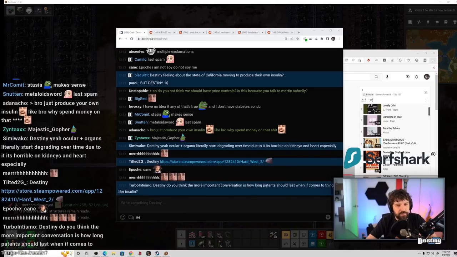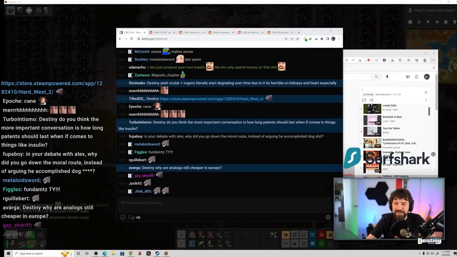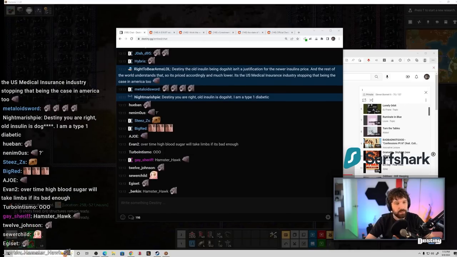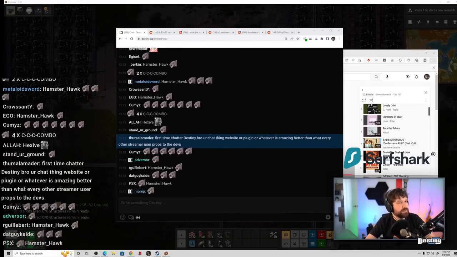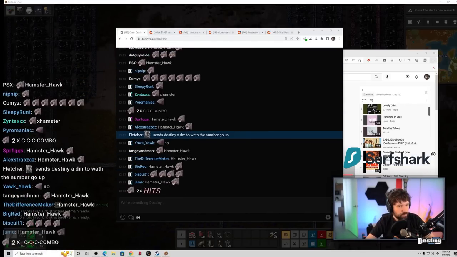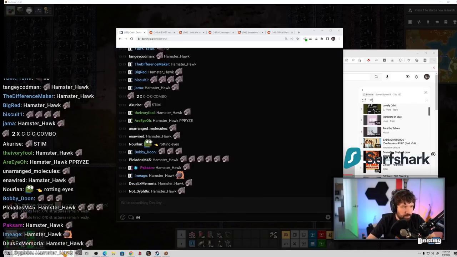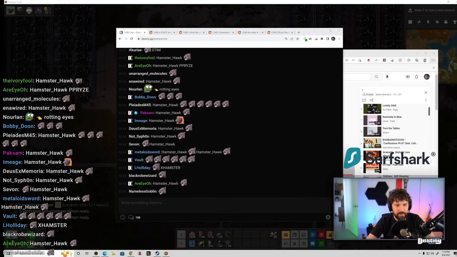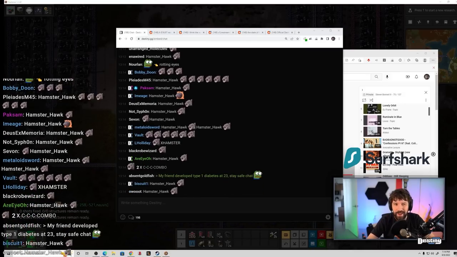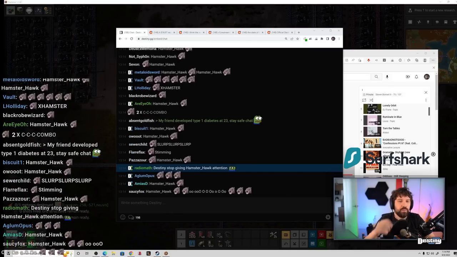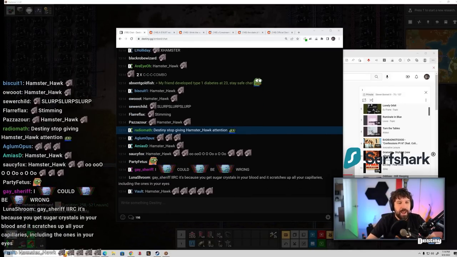Feeling about the state of California moving to produce their own insulin? I could be wrong, but I don't think it's the production of insulin that is the problem. It's the R&D into newer forms of insulin. And California's probably not going to invest the money into doing that new R&D. They're probably going to buy old patents. That'd be my guess.